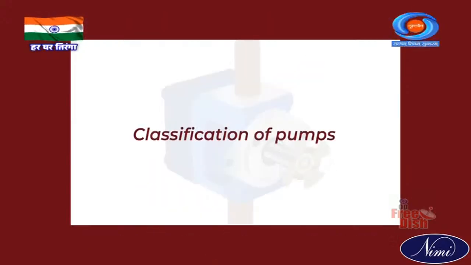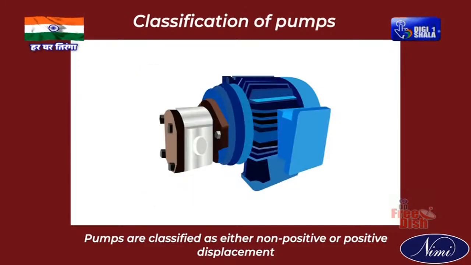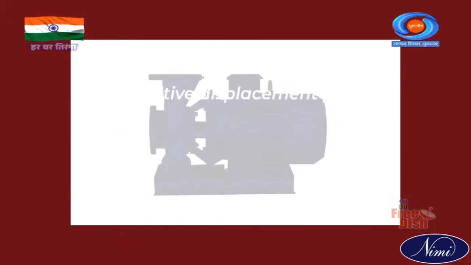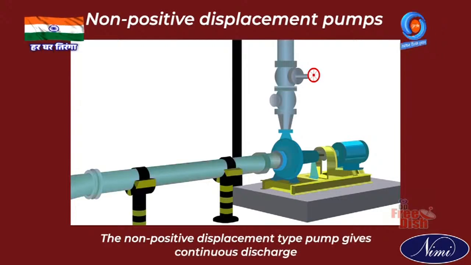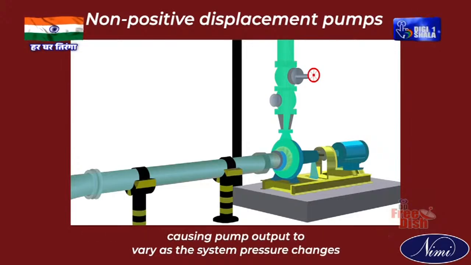Classification of pumps. Pumps are classified as either non-positive or positive displacement. This describes the fundamental division of pumps. Non-positive displacement pumps. The non-positive displacement type pump gives continuous discharge. The non-positive displacement pump does not provide a good seal against slippage, causing pump output to vary as the system pressure changes.